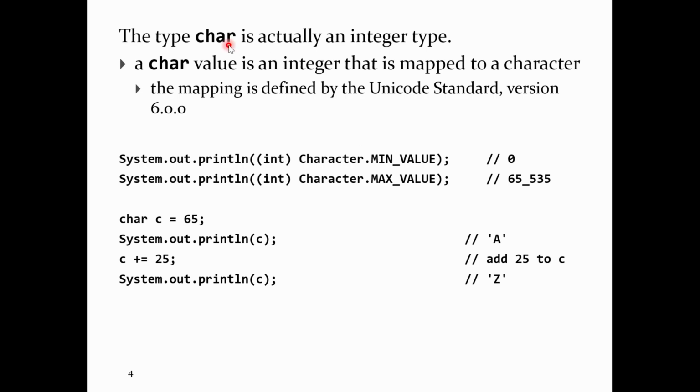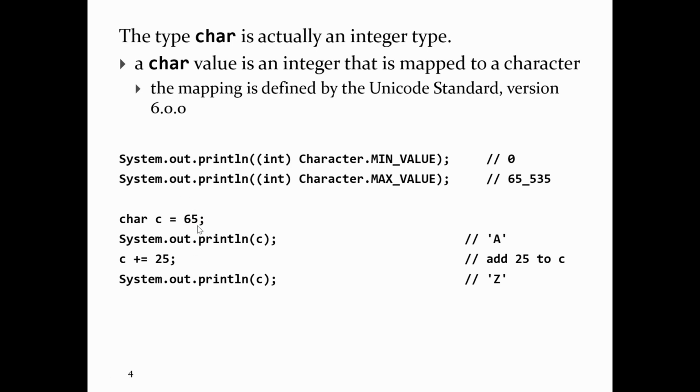I just told you char is actually a numeric value, so if you want to print the numeric value, you have to convert the printable value to an int, or some other integer type. So that round bracket int takes whatever value is over here and asks Java to interpret that value as though it were an int. When Java prints out an int, you get the numeric value. So it turns out these values are 0 and 65,535.